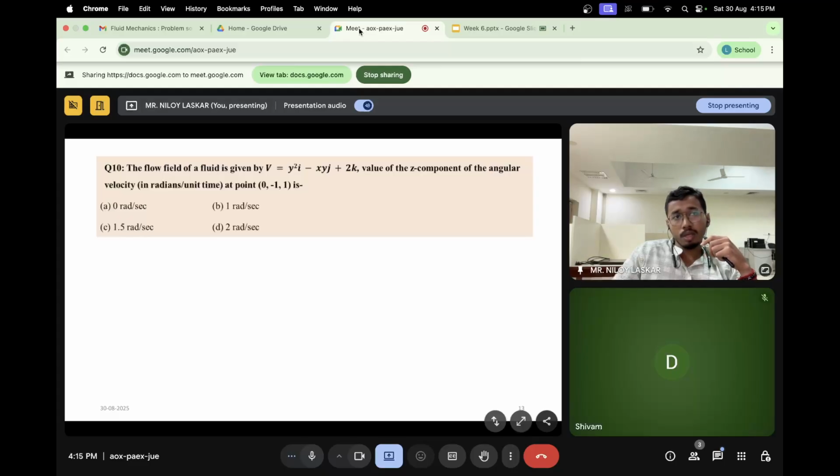See, the concept here is that I know that omega is equal to the curl of the velocity vector or velocity field. So accordingly, you have also known how to derive the angular velocity formula. So you can go through this formulation and you will easily be able to find out this thing, right? Okay. So please try to solve this one.